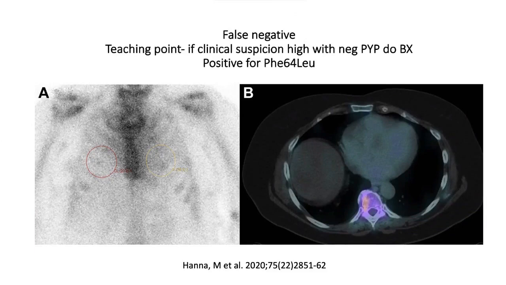And lo and behold, the teaching point was clinical suspicion was high. PYP was negative. It was positive for one of these rare types of amyloid. So if you think you've got amyloid, negative PYP, and your clinical suspicion is such, go for a biopsy. We do this with cardiology all the time.